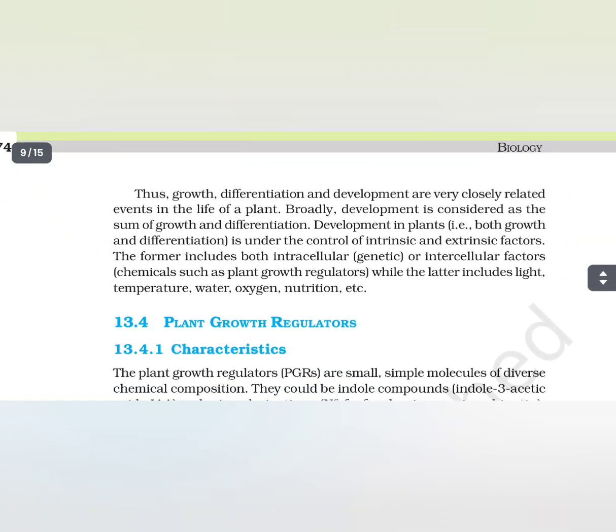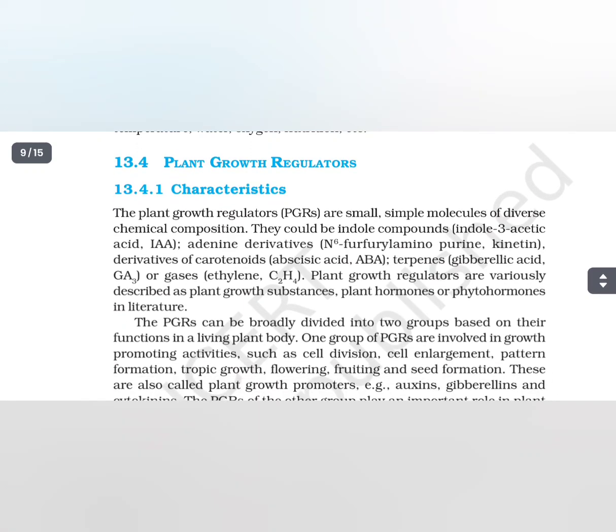Thus, growth, differentiation, and development are very closely related events in the life of a plant. Broadly, development is considered as the sum of growth and differentiation. Development in plants, both growth and differentiation, is under the control of intrinsic and extrinsic factors. The former includes both intracellular, genetic, or intercellular factors, chemicals such as plant growth regulators, while the latter includes light, temperature, water, oxygen, nutrition, etc.